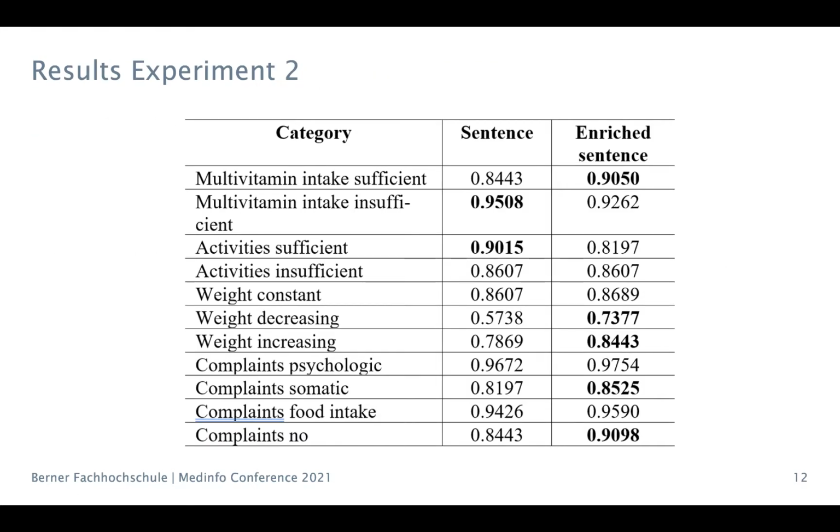Here you can see the results for the different categories. You can see that sometimes, so for these two categories, the embeddings, when we only use sentences, achieved better accuracy. So here you can see accuracy values, while for other categories, the enriched sentence performed better and led to better classification results.